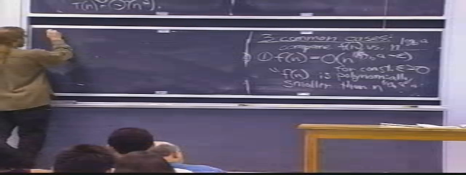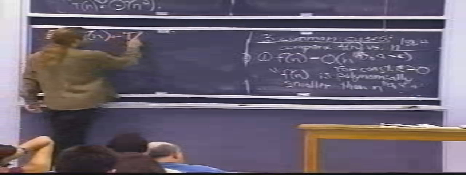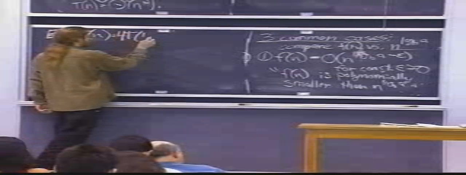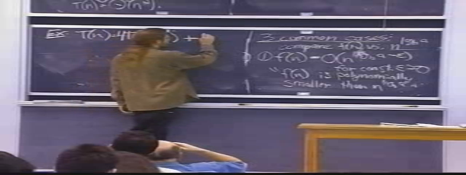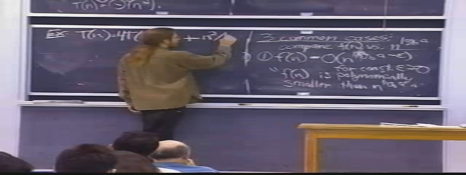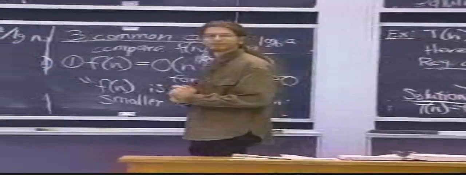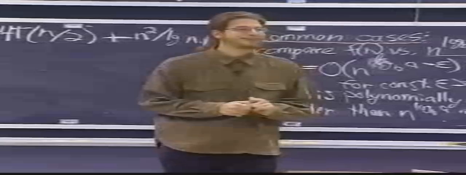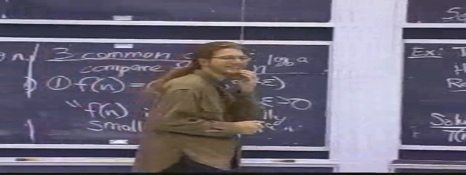Just to keep you on your feet, tell me: 4 times T of n over 2, same setup. Now f of n is n squared over log n. Which case are we in? One answer. Anyone else? In between, right. Somewhere in between case 1 and case 2.